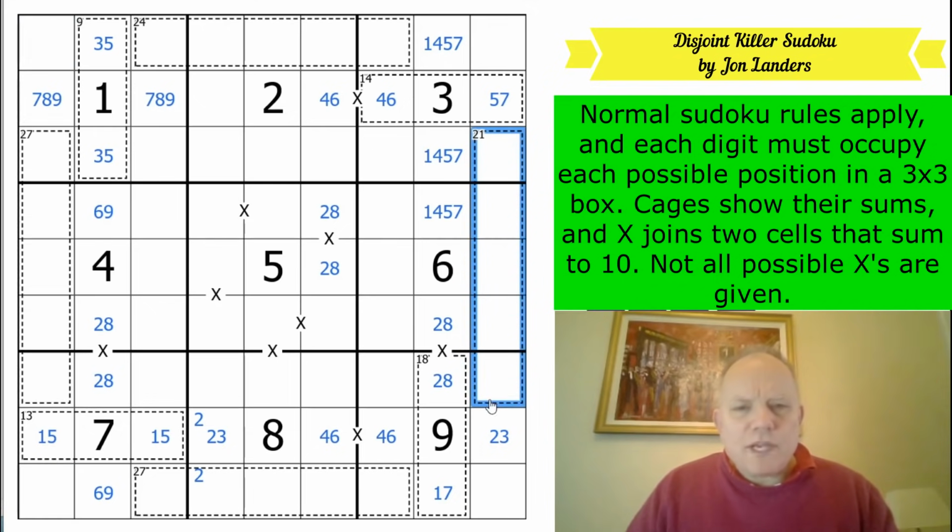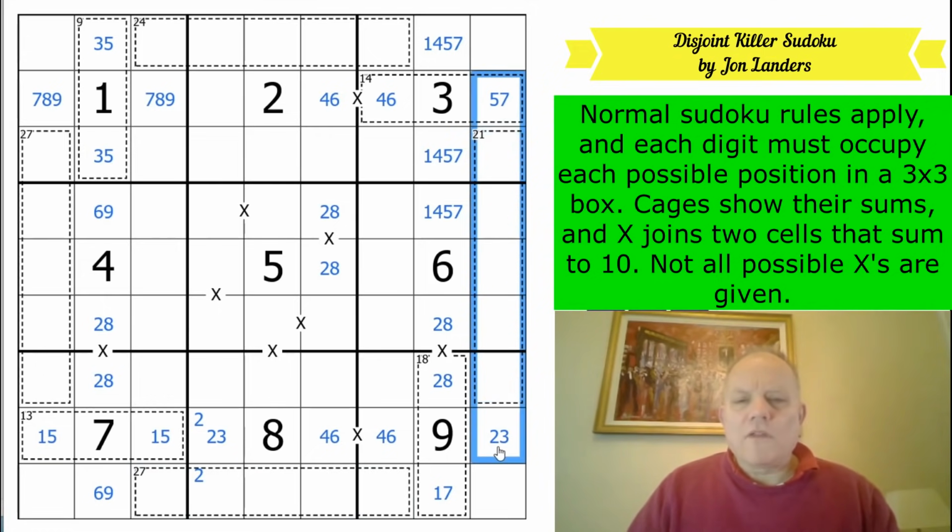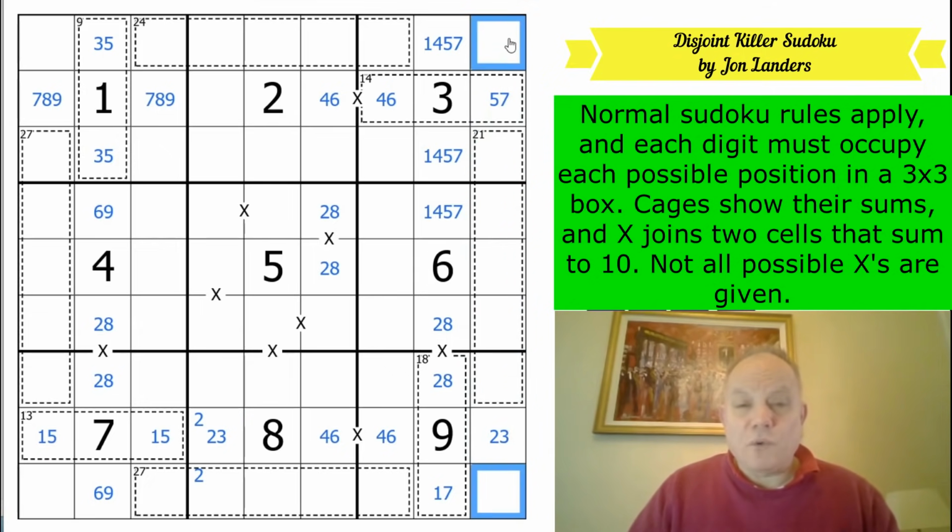Oh, what about this 21 then? Maybe this needs a high number here, and this 27 needs a low one. Now that's an interesting thought. 21 plus the highest possible here. The highest possible of those two is 7 and 3, 31. These other two cells would have to add up to 14. So the minimum they could be is 5.